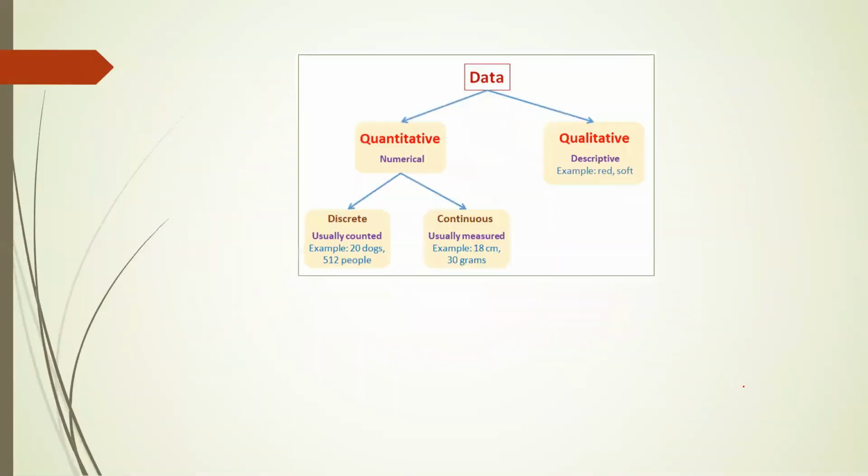Again, we will give you an insight into data and its types. Data can be divided into two different types, which are quantitative and qualitative. Qualitative is nothing but those categorical data, for instance, race, age group or sex, such as male or female. And quantitative is the one which can be divided into discrete and continuous. Continuous is something which is usually measured, for example 18 centimeters, 30 grams, like weight and height. And discrete is usually counted, for example 20 dogs, 512 people. So these are discrete data.